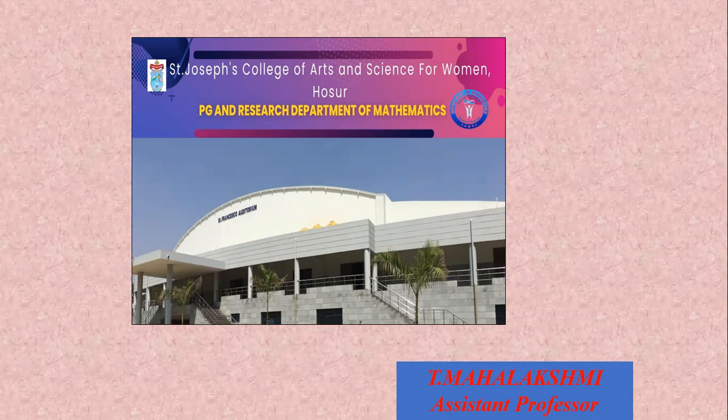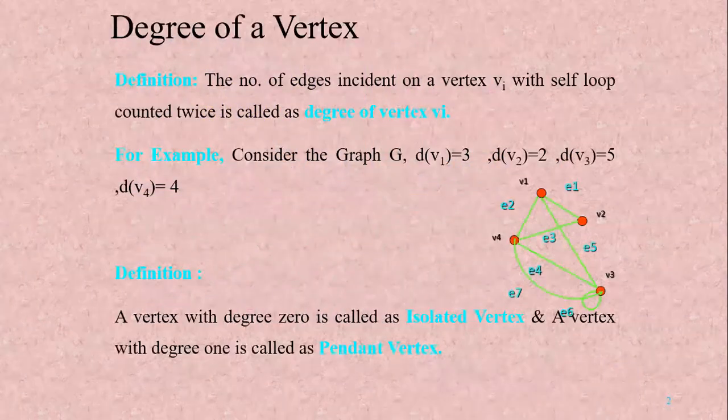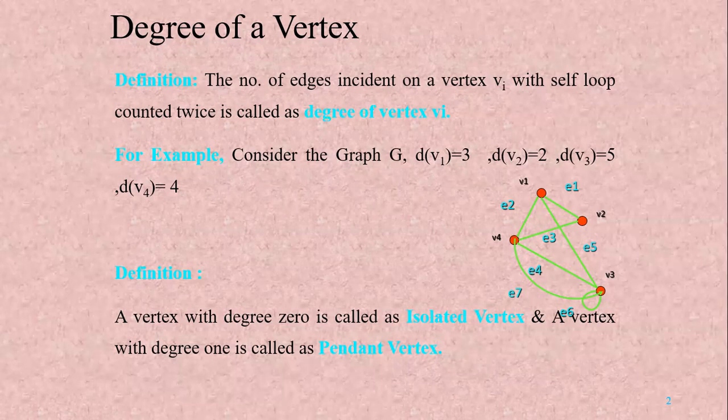Now, here we will see about degrees of graph. In graph theory, degree of vertex is a very interesting topic. This is a very useful and important topic also. Already we know about what is graph and incidency graph and adjacency graph. Next, now we will see about the degree of a vertex.